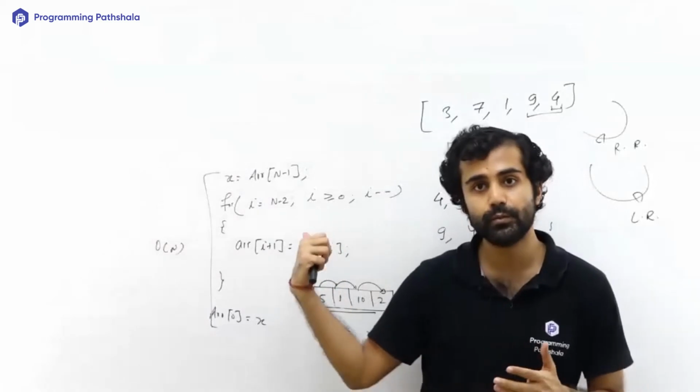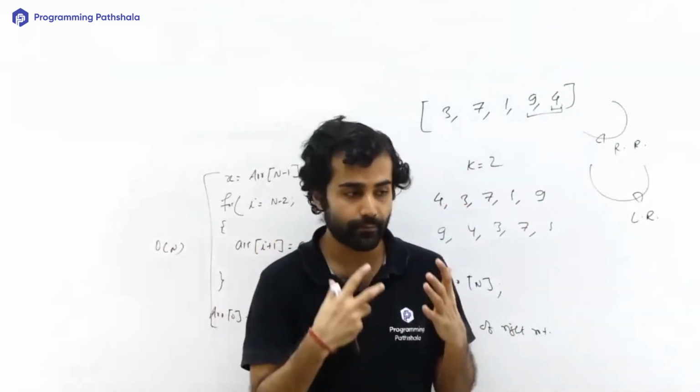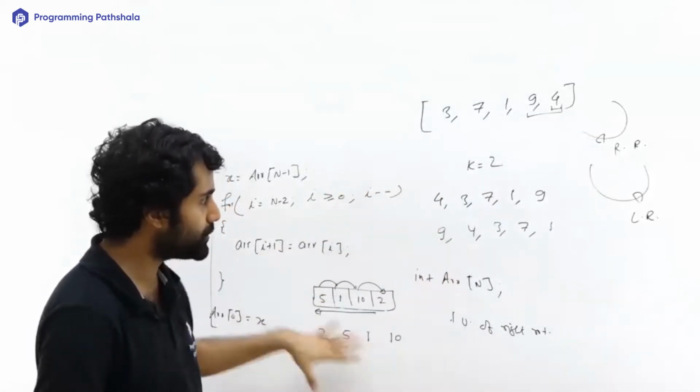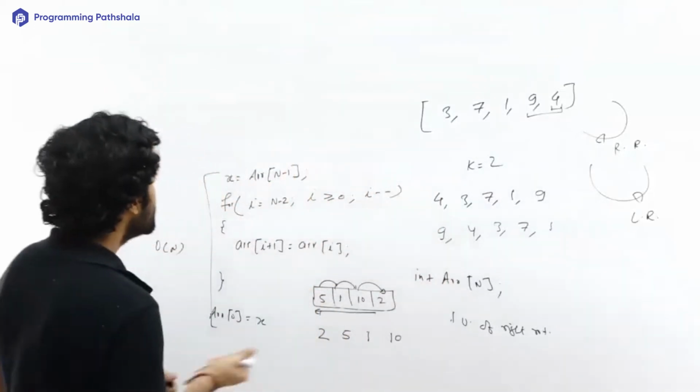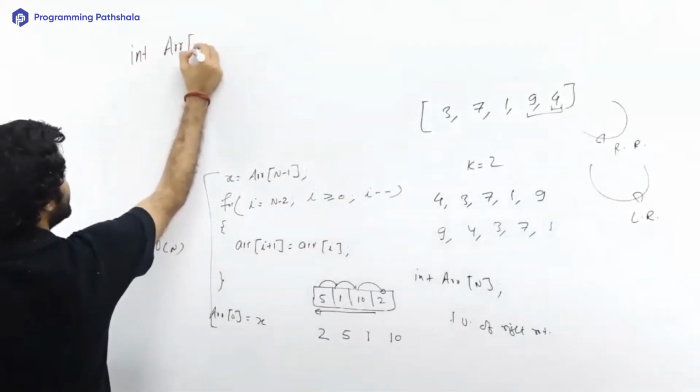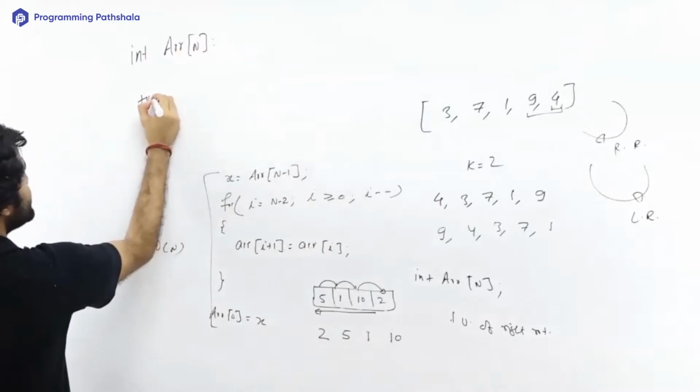I'll switch to a different question today, which I want to discuss. And that you should be able to solve if you have just understood what I have discussed till now. So let's say we have an integer array of size n, and this contains positive elements only.